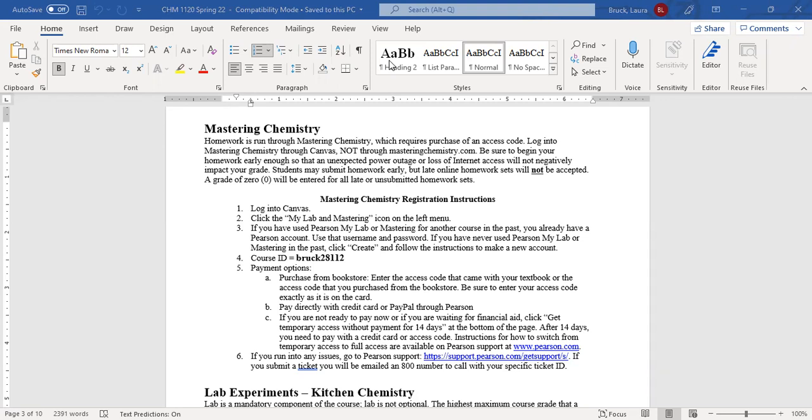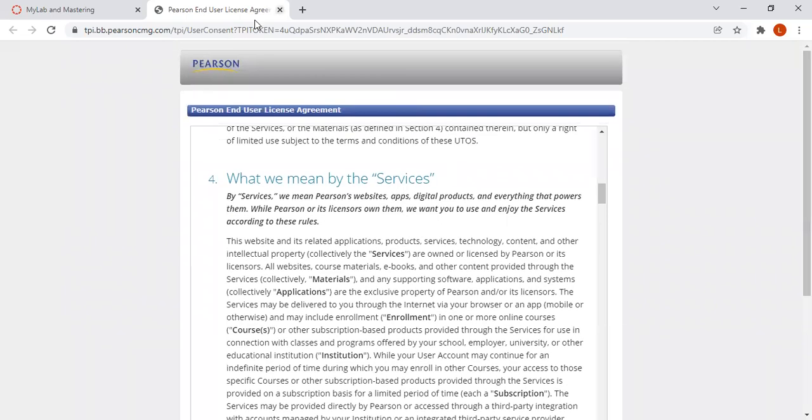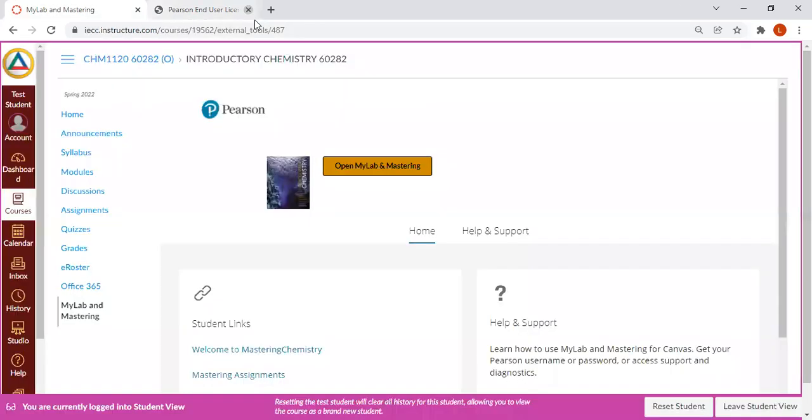So I'm pretty sure that's it. For Mastering Chemistry, make sure you do it through Canvas by clicking this button. If you go to masteringchemistry.com, that won't work. My username doesn't work on that website. You have to do it through Canvas so that it automatically updates your grades in Canvas.